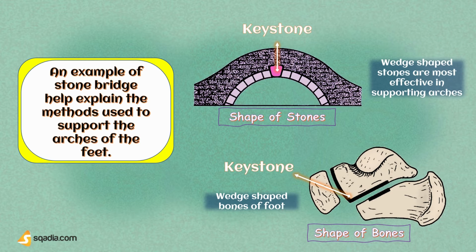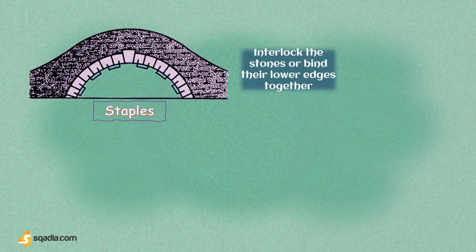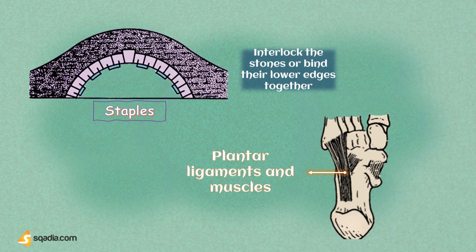How are these stones held together? Interlocking the stones, or binding their lower edges together, is accomplished by metal staples. This method effectively counteracts the tendency of the lower edges of the stones to separate when the arch is weight-bearing. In the arches of the foot, this is done by ligaments and muscles present in the region.